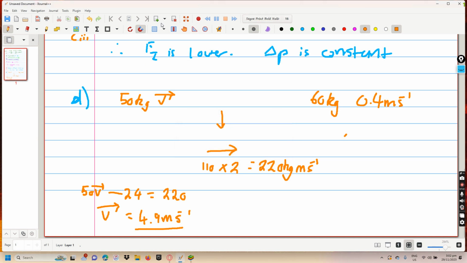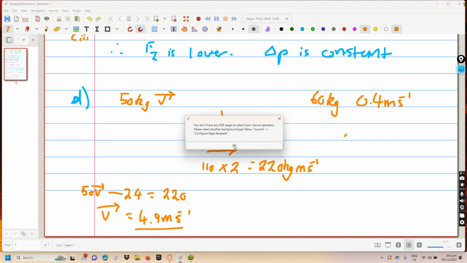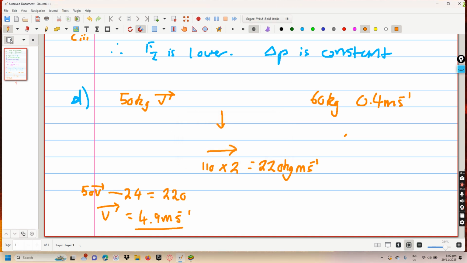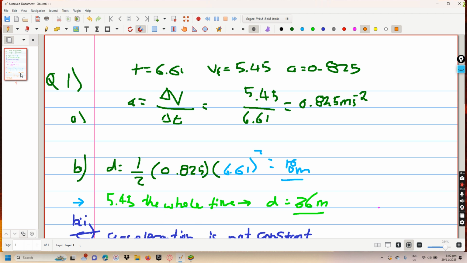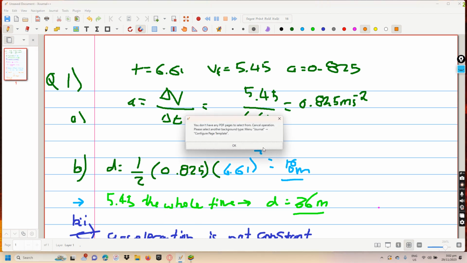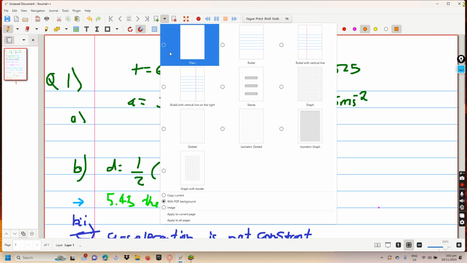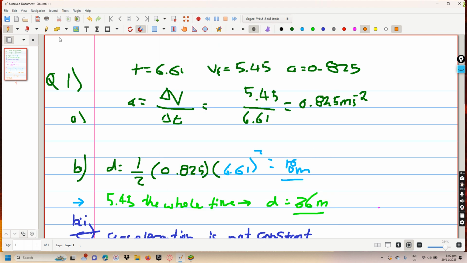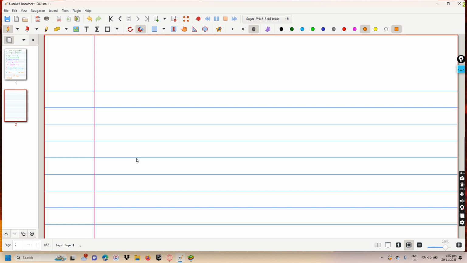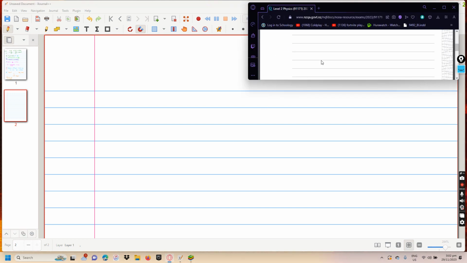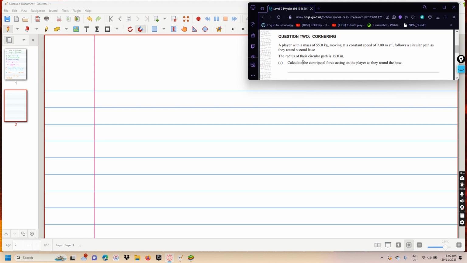What's it doing? It's running a new page. Oh, for God's sake. Good, there we go. And my momentum's conserved. Yep.